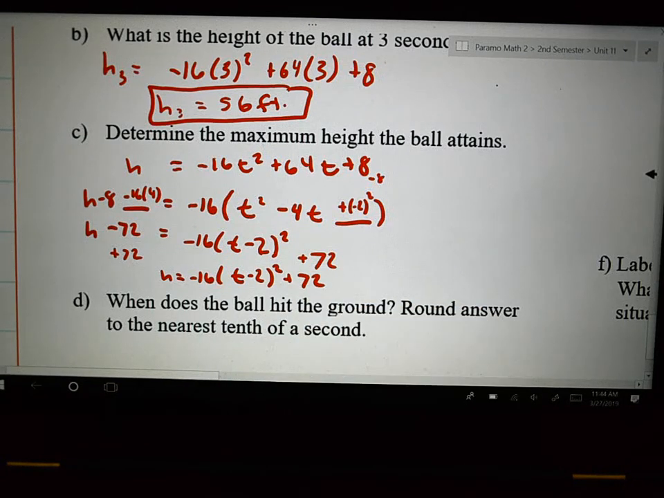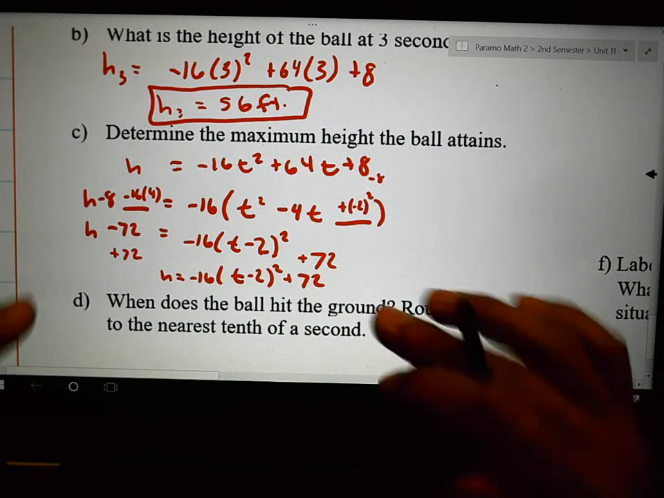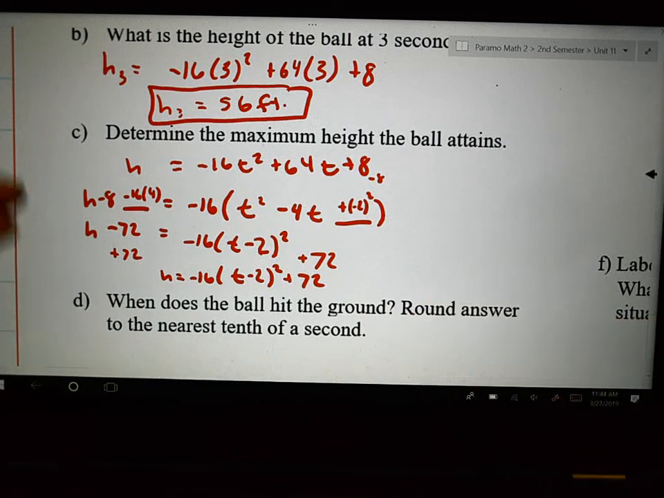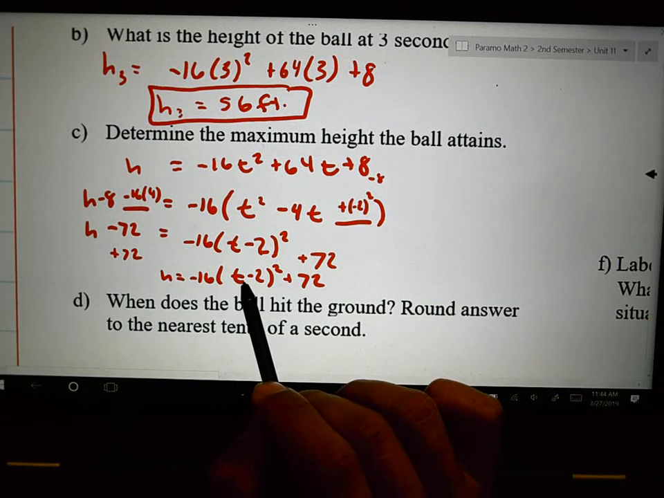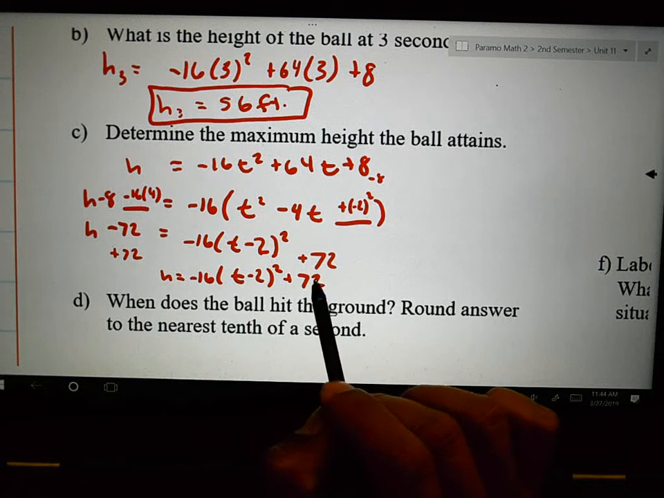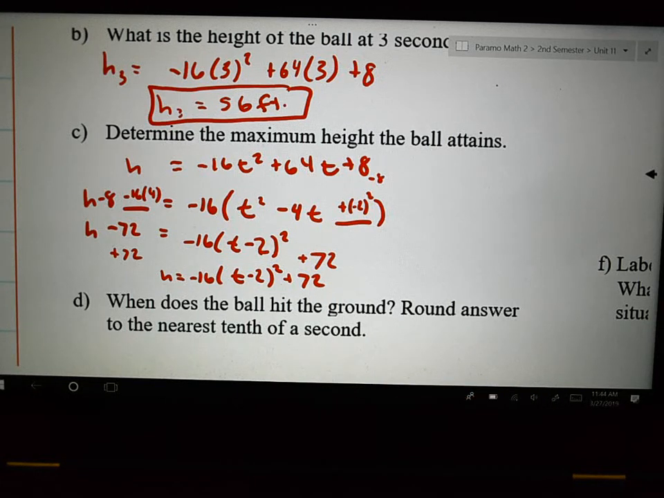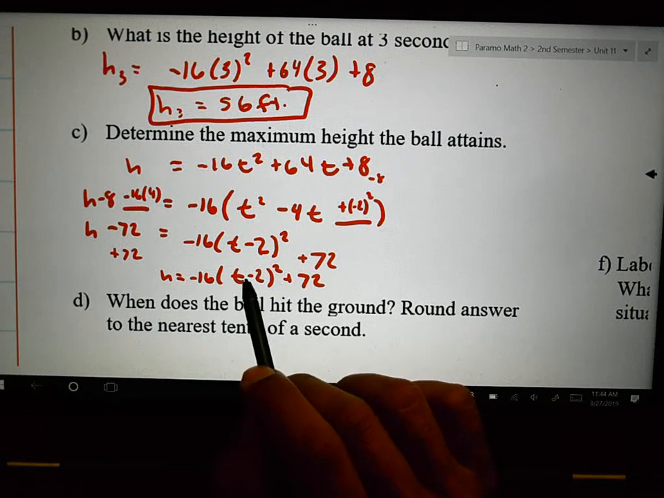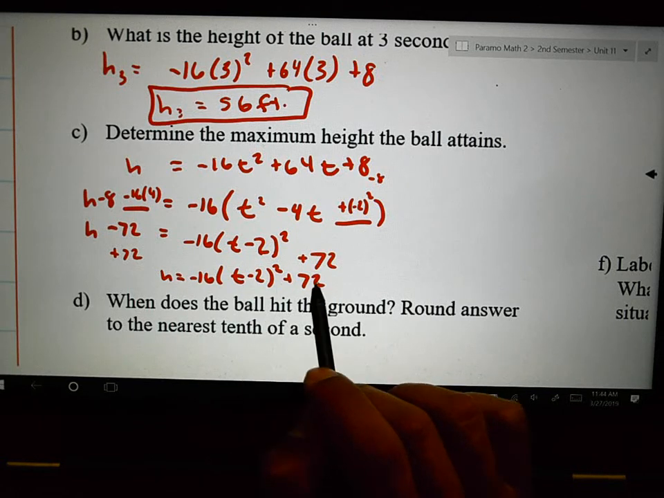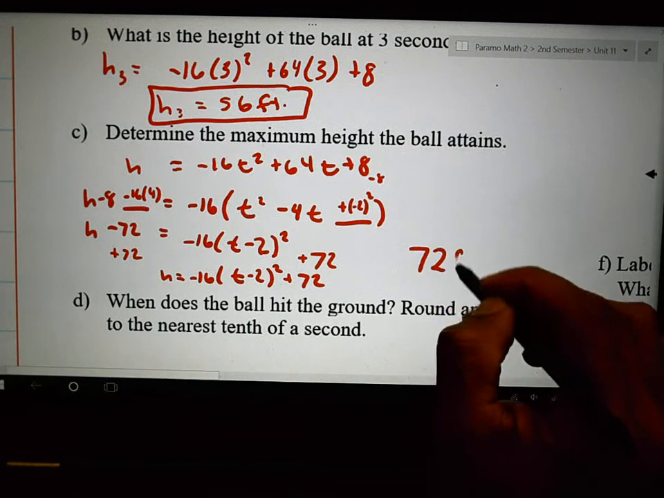What's nice about this is that once you get here, now you know exactly how much time it's going to take to reach that maximum height. It's going to take 2 seconds to reach a maximum height of 72 feet.